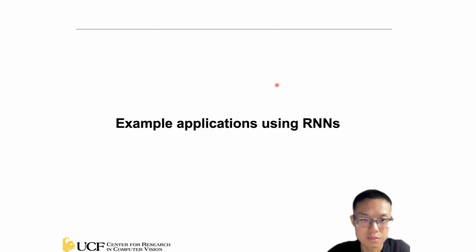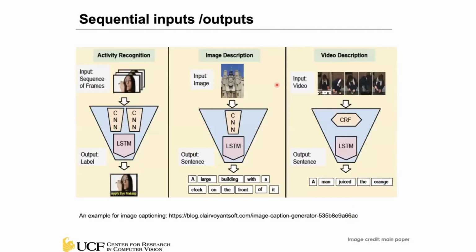So we can look at several example applications using RNNs. Here I list several applications. One is activity recognition. The input will be a sequence of frames. We can treat each frame as a separate input and apply a convolutional neural network to extract features, and use those as the input feature embedding to a recurrent neural network, such as LSTM, to model the correlation among the frames. Then we can generate the output of a particular action label.